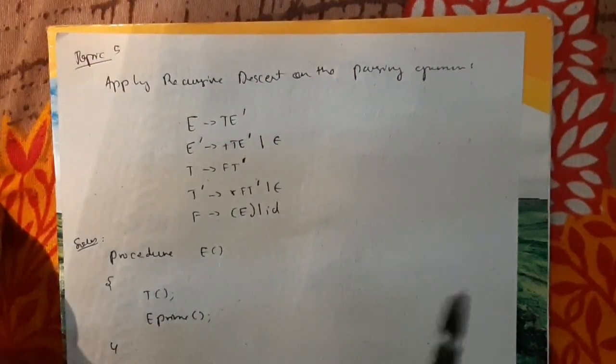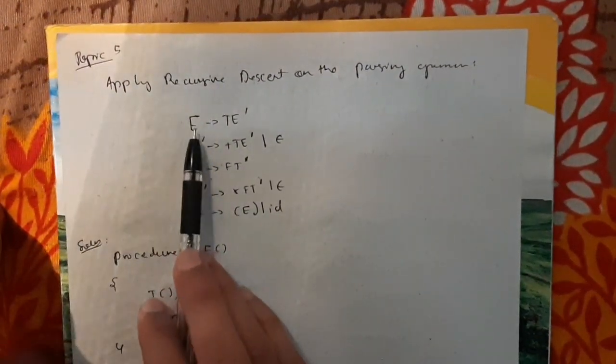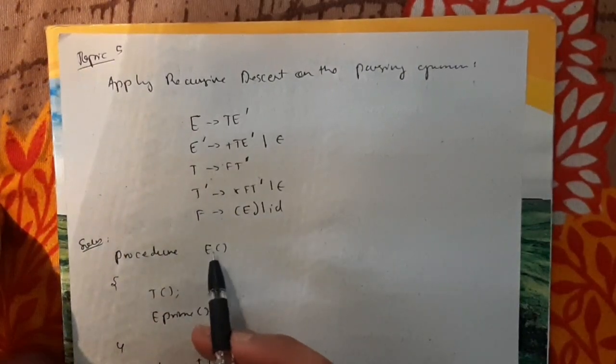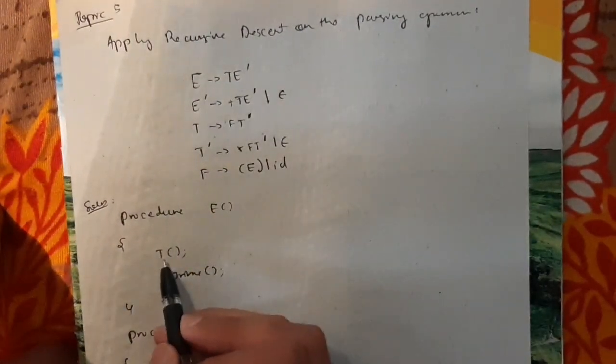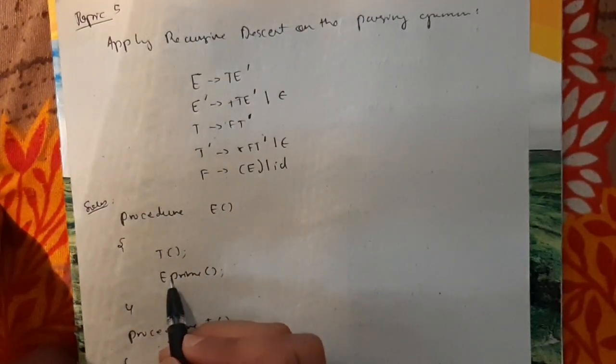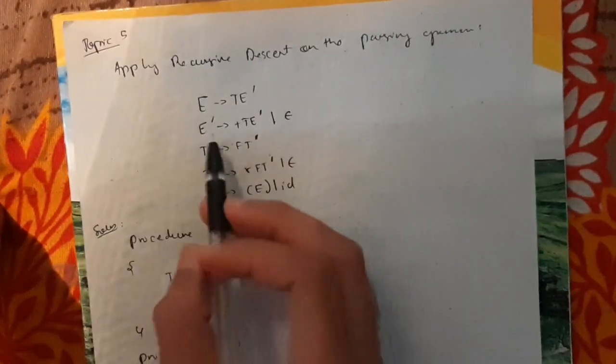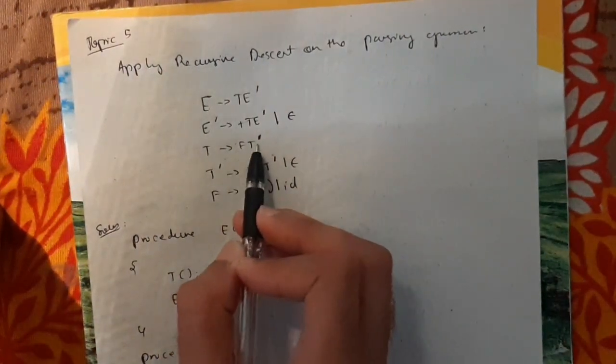The first thing you have to do is start from here, and whatever letter you find, write it as a function, like procedure E. After I've written that, what you can find is T and E dash, right? For both you have to write functions T and E prime. Now two new functions came, you have to define both of these. Again you will write procedure T, and in T what you can find is F and T prime, right? So you will write there F and T prime. Same thing goes for this also.